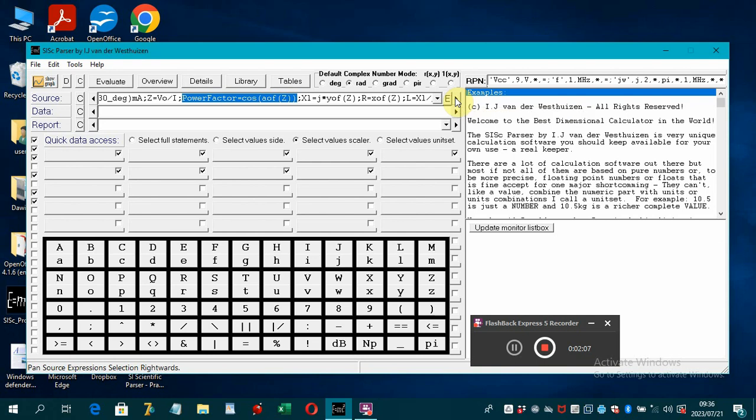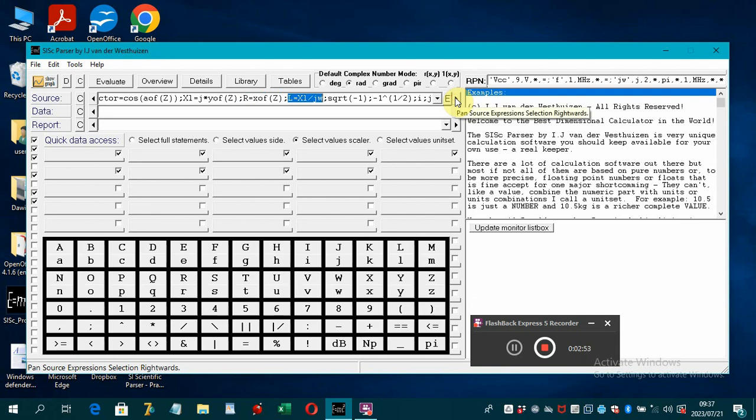Now the power factor is a cosine of the angle of the impedance Z, and the reactance of L, XL, is J times the Y component of the impedance Z. So that is reactance of the coil is J, or square root of -1, times the Y of the impedance Z. Now the resistance R is equal to the X component, or the X of the impedance Z.